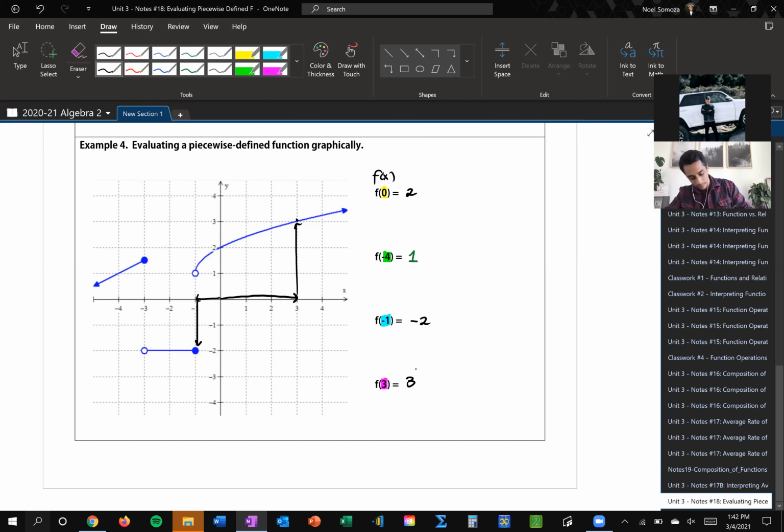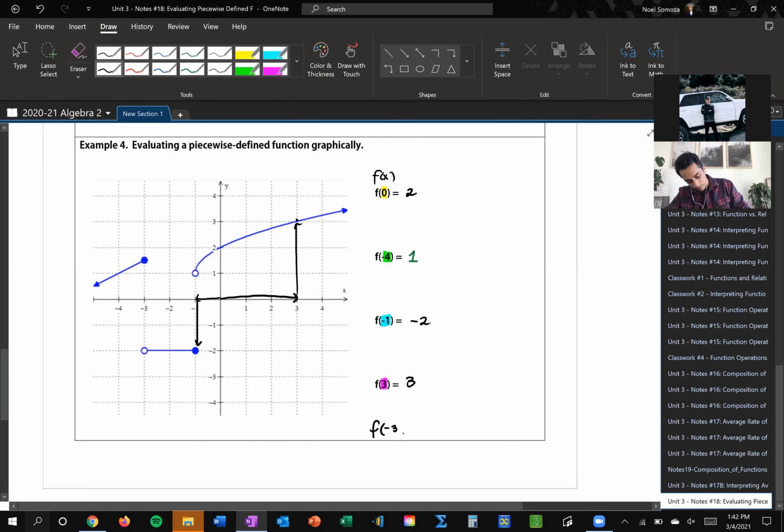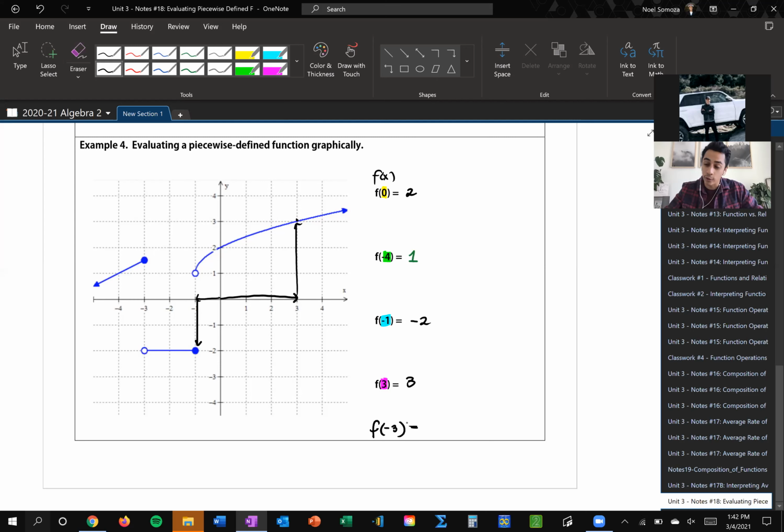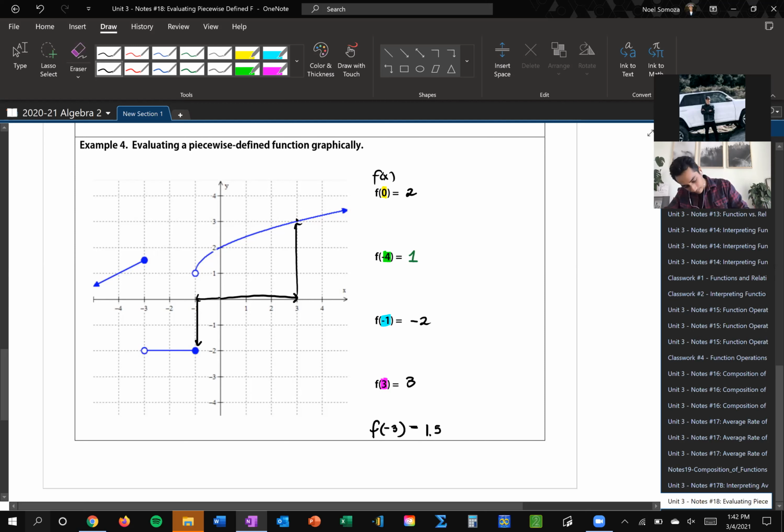Here's a bonus one. F of -3. What should your output be? You sure it's 1.5? You sure it's not undefined? Positive? All right, I like it, right? 1.5, right? You go over to -3 on the x-axis, right? If you go down, it's undefined, right? So there's no y value there, but if you move up, you'll see the point. There you go, 1.5. All right, good.